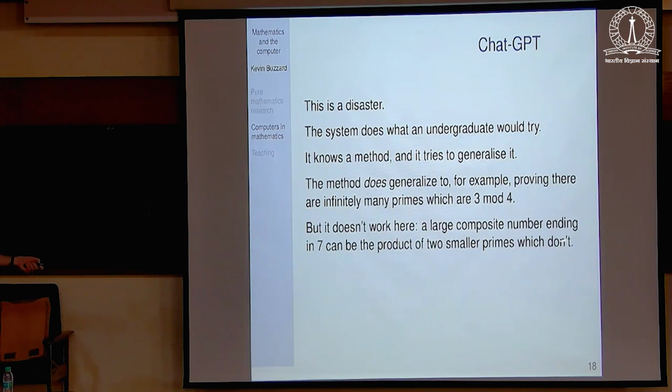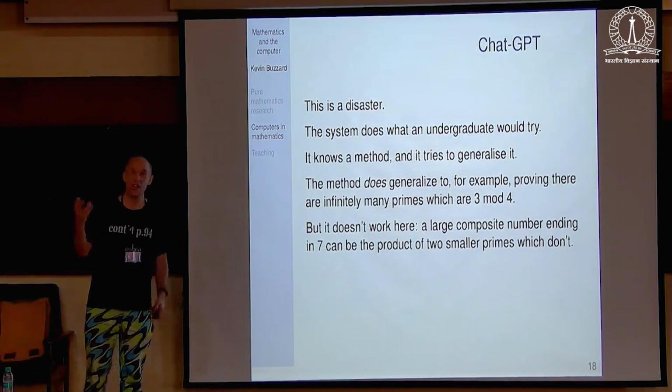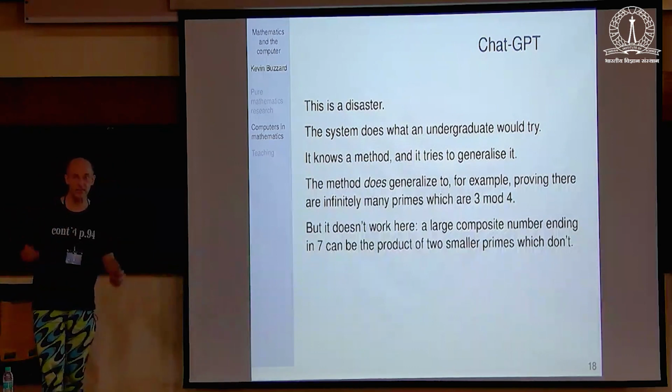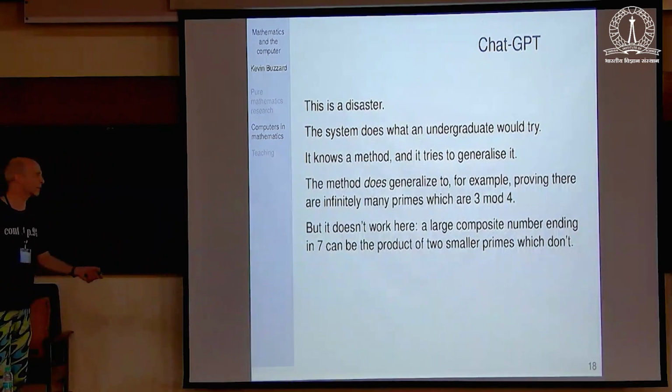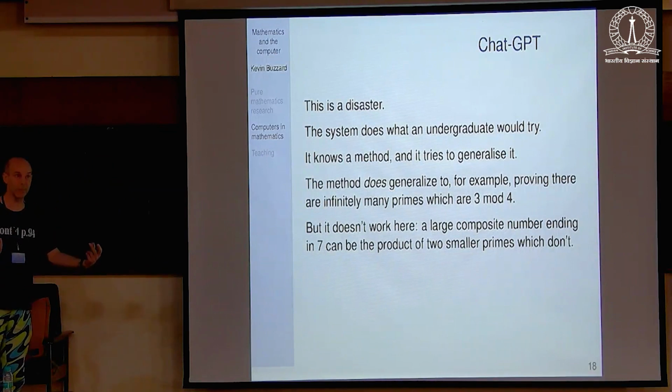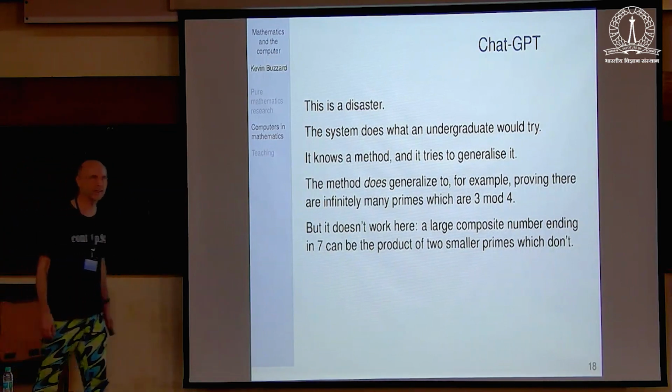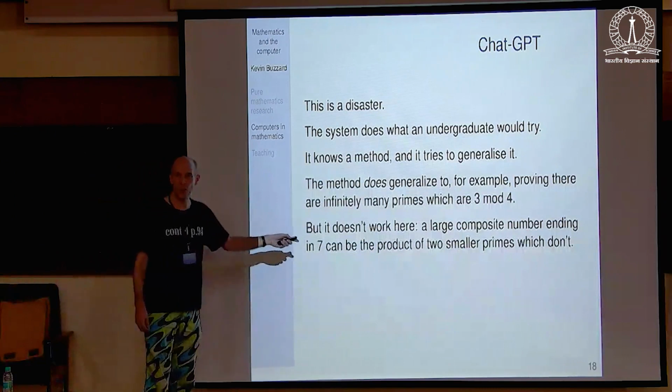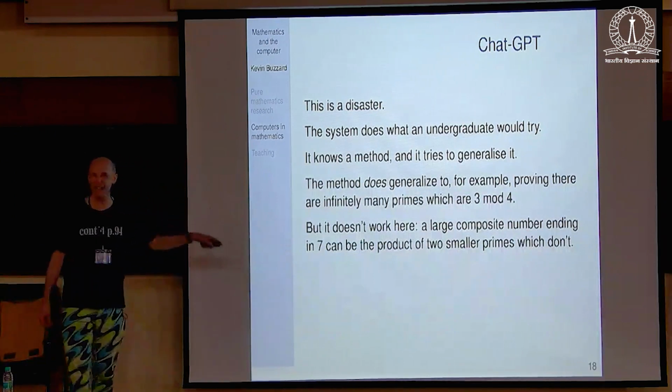This is the problem. You can have a number like 57. That's a large number that ends in 7. 57 is not prime. It's 3 times 19. And this is the problem. You've got a large number that ends in 7, but it's a product of 2 smaller numbers, but neither of the smaller numbers ends in 7. And that's exactly why the method doesn't work, and that's exactly why the question is hard.